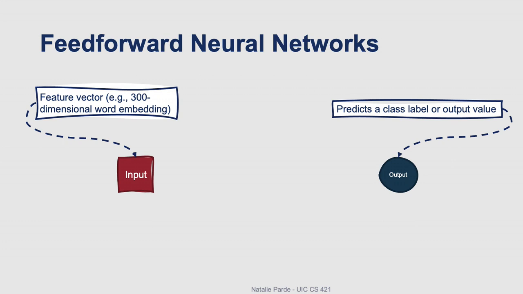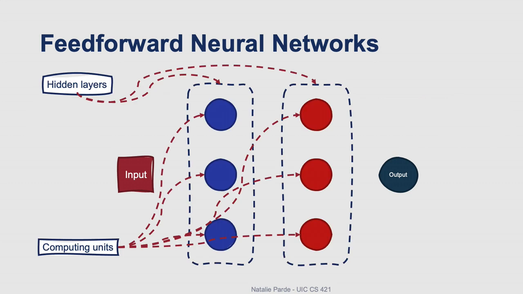Here's what the general flow of a feedforward neural network looks like. We can start out with an input, which for a neural network would be some kind of feature vector and most typically a dense word embedding like word2vec or GloVe. We'll also add an output node here, which is going to predict a class label or some kind of output value. We'll add in two hidden layers. Notice that each of these hidden layers contains a few units, 3 in this case.